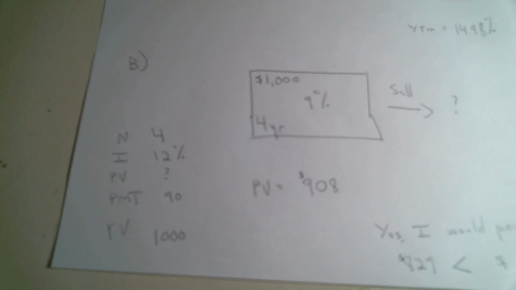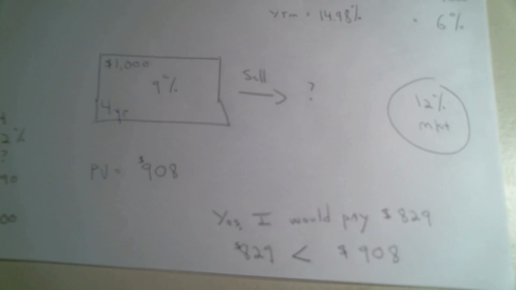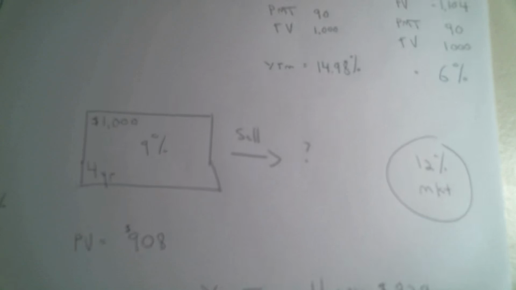And would you buy it? Yes, because 908 is greater than 829. So you're going to pay $829 for something that's actually worth $908. So yes. Okay, again, 7.9.